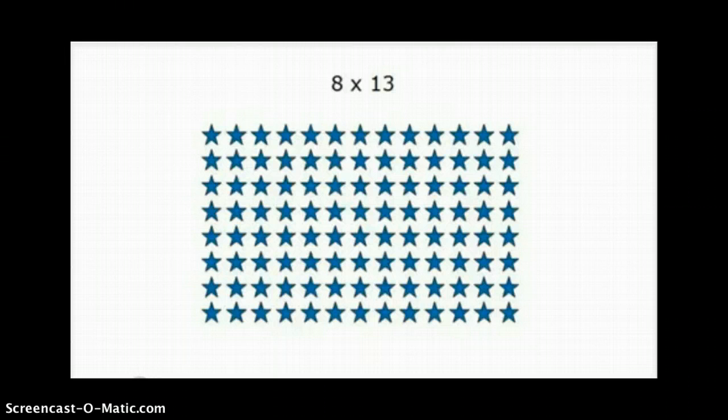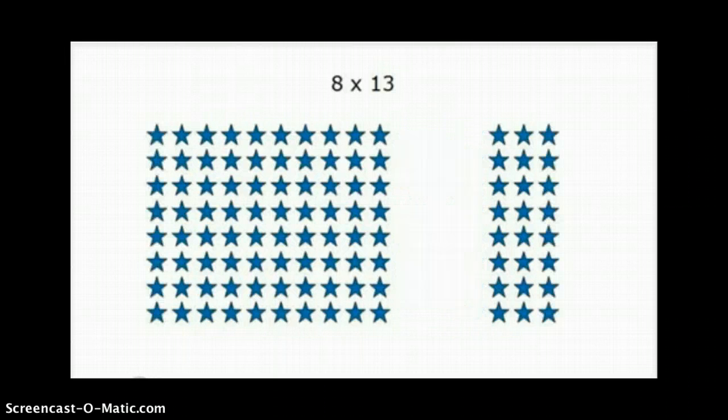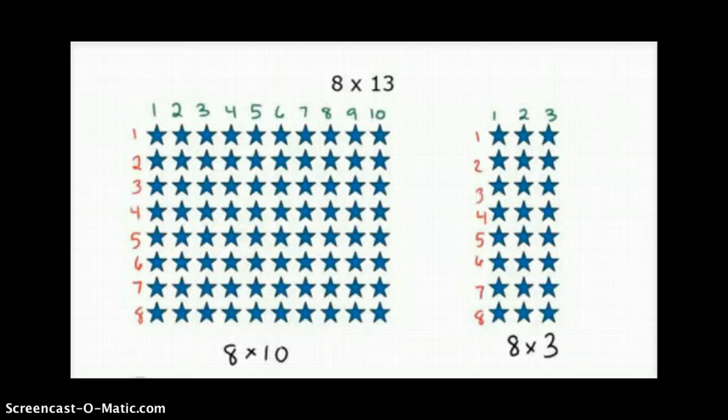I know how to multiply by 10, so I can break apart the array into an 8 by 10 array, and I'm left with an 8 by 3 array. Notice I always have 8 because there are always 8 rows. I'm just splitting the columns into 2 groups. The product of 8 times 10 is 80, and the product of 8 times 3 is 24. So when I add the products of the 2 arrays, I get 80 plus 24, which is 104. 8 times 13 is 104. There are 104 stars in this array.